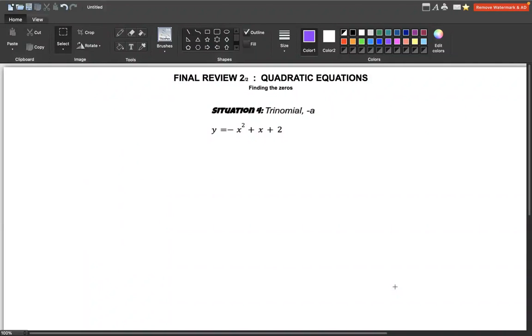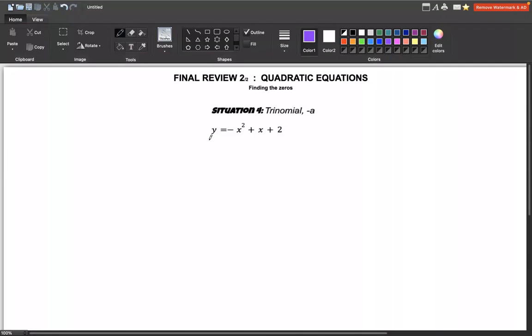All right, last one. The fourth situation where we have a trinomial again, 3 terms, but our a is negative. And so you can see the big negative right here. It's right before the x squared. Our a is negative, so there's an additional step that you have to do.